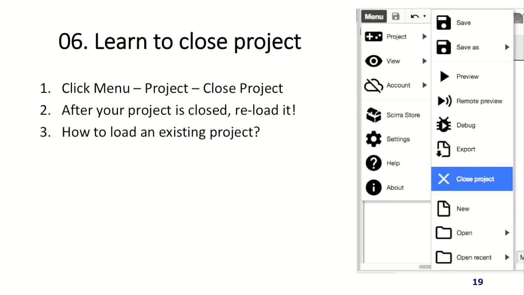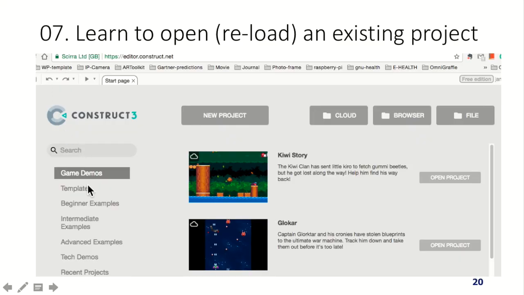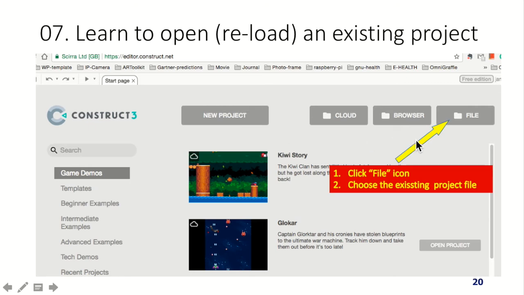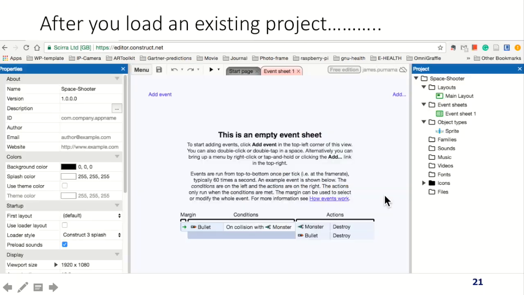Let's say this is for next week's lesson: how to load an existing project. So this is your new home page of the editor construct.net. If you want to make a new project, you click this new project. But if you want to load your existing project, you click this file icon and you choose your existing project file. After you load the existing project, you will see your last project here.